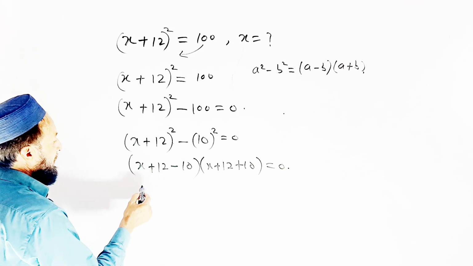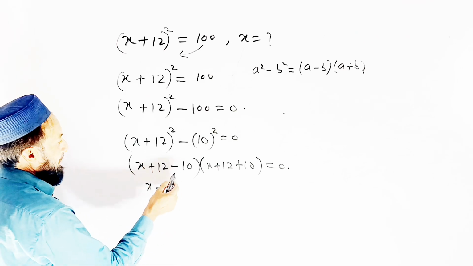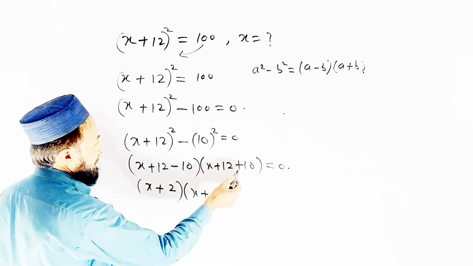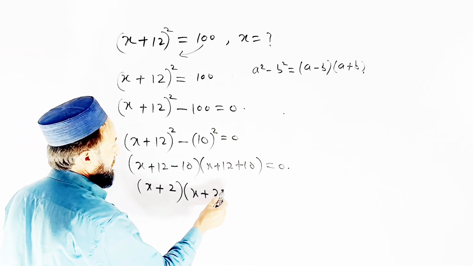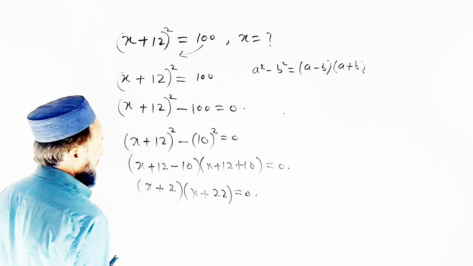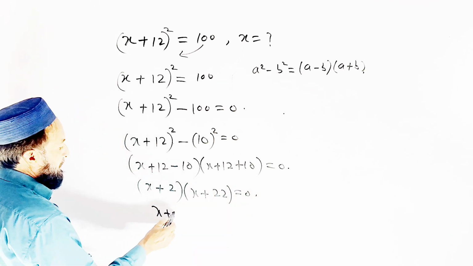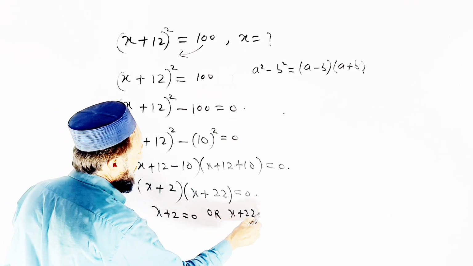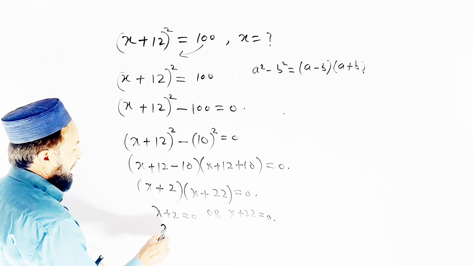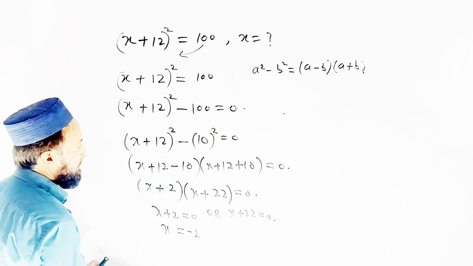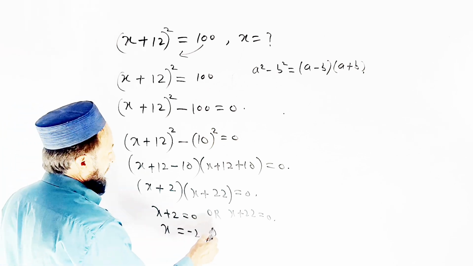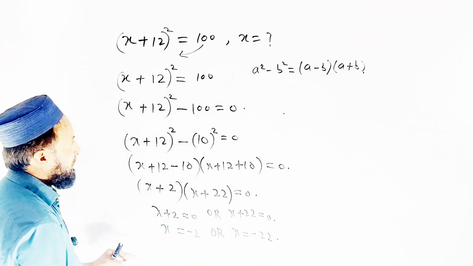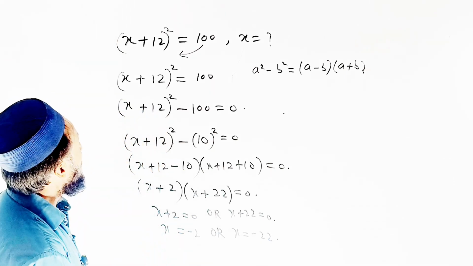Now we add this result: x plus 12 minus 10 we get x plus 2, into x plus 12 plus 10 we get x plus 22, is equal to 0. It means that x plus 2 is equal to 0 or x plus 22 is equal to 0. So x is equal to minus 2 and x is equal to minus 22. So these are the results of the given equation.